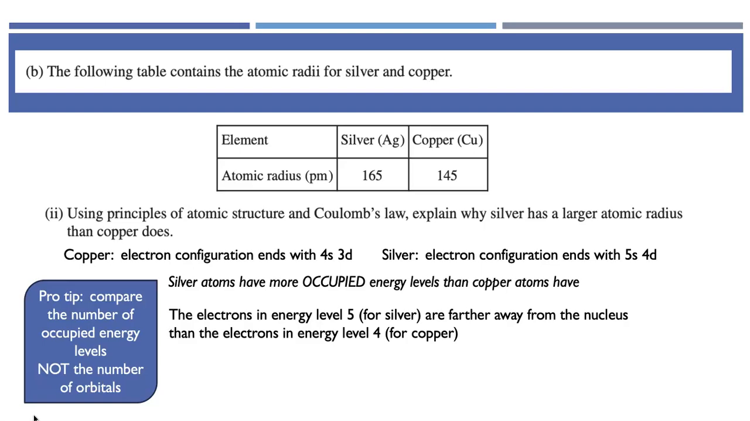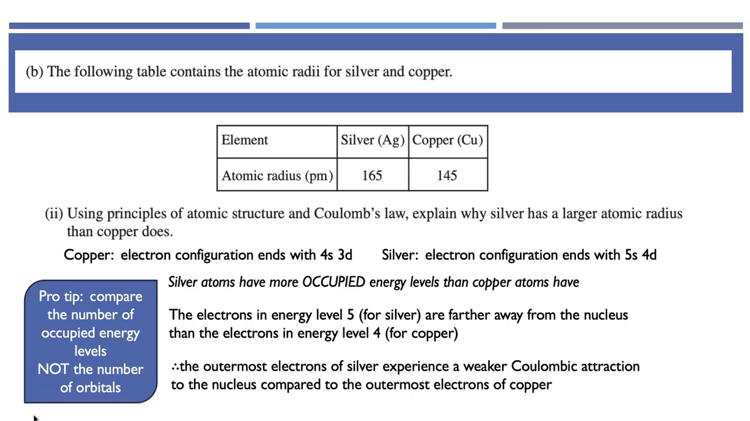The electrons in energy level 5 for silver are farther away from the nucleus than the electrons in energy level 4 for copper, which means the outermost electrons for silver experience a weaker Coulombic attraction to the nucleus compared to the outermost electrons of copper being attracted to the copper nucleus. Those are the critical points you need to make to earn the point here for B part 2.